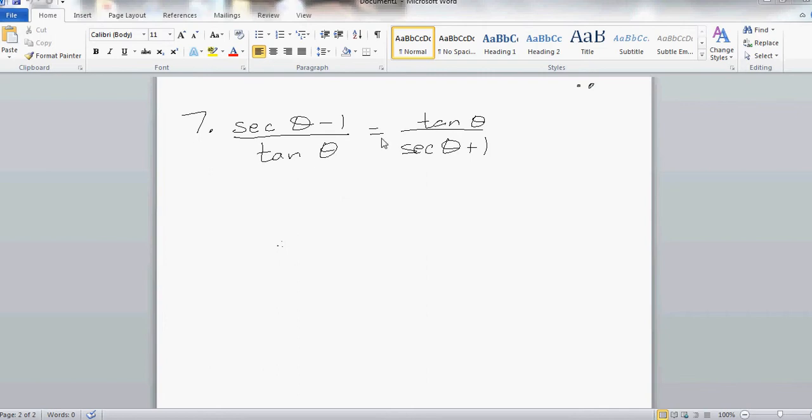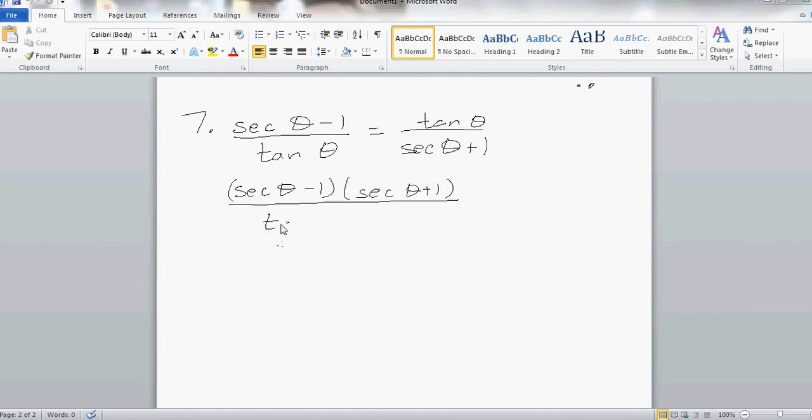So I'm going to start with this left-hand side, and what I'm going to do is multiply both the numerator and the denominator by the same thing, secant of theta plus 1. Just like in example 6, I divided by the same thing, you can multiply by the same thing as well. So I'm going to take secant of theta minus 1 and multiply by secant of theta plus 1. And notice there is a reason why I chose that, because now this gives me a perfect square, and perfect squares usually mean Pythagorean identity, and we can work with that.